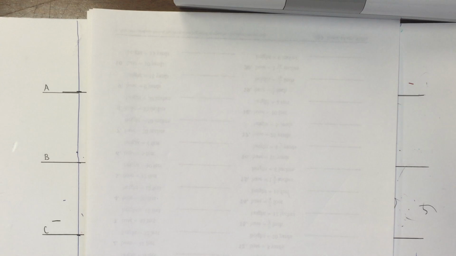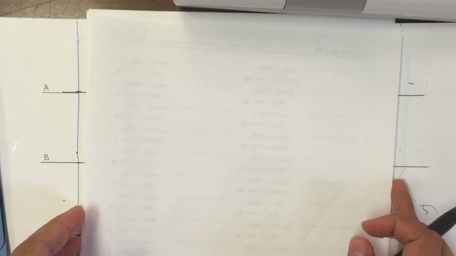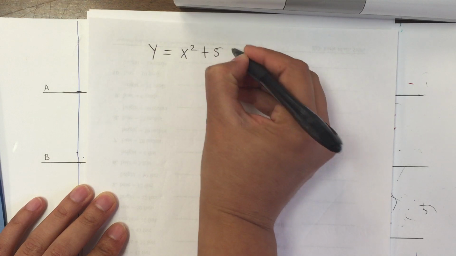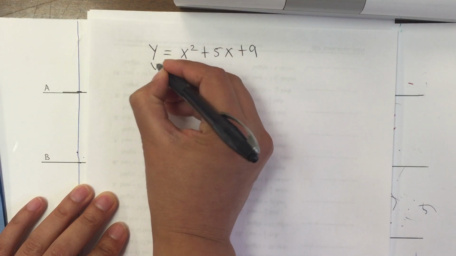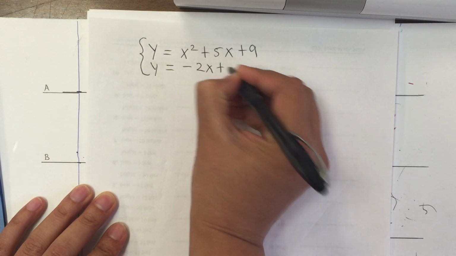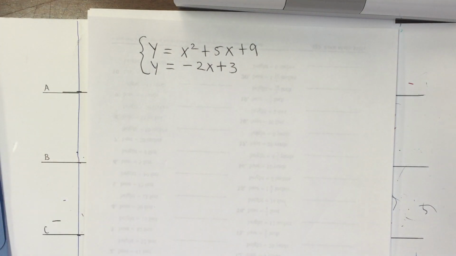Okay, so let's begin with our first example. And remember, today we're just going to learn how to find those solutions algebraically, meaning we're just going to use algebra to figure them out. And so the first example says y is equal to x squared plus 5x plus 9, and y equals negative 2x plus 3. And in quarter 2 we learned different methods, which were elimination, substitution, and graphing.